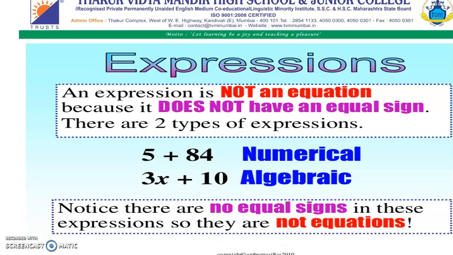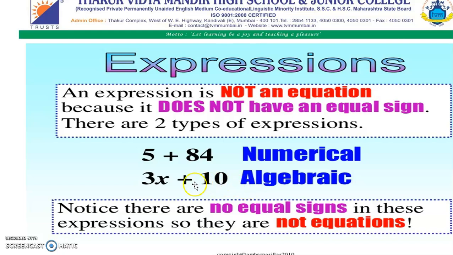Expression. An expression is not an equation because it does not have an equal sign. There are two types of expression. One is numerical, one is algebraic. You can see in numerical expression, only numbers are there. But in algebraic, we are having terms plus constant. This is a binomial algebraic expression.